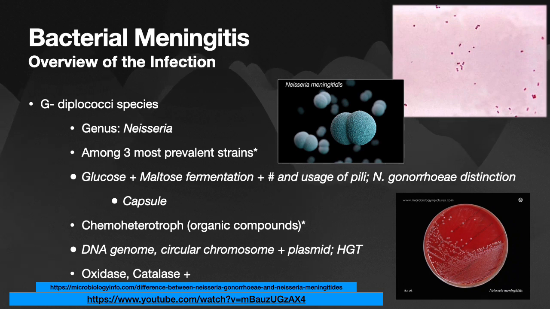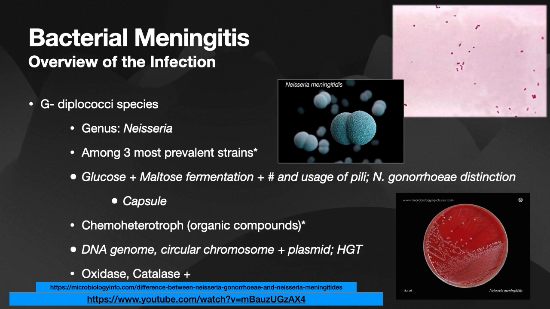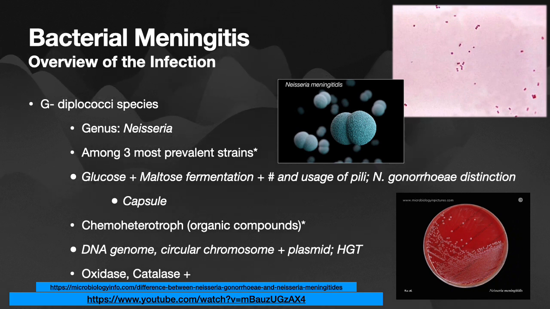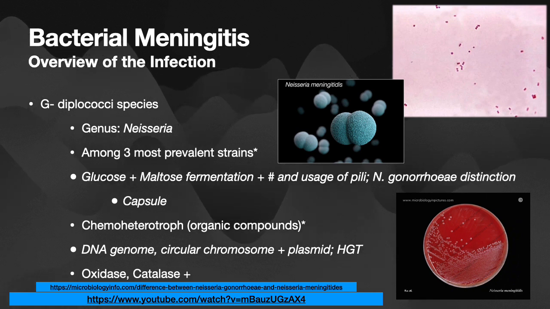So what is Neisseria meningitidis? It is a gram-negative diplococci species hailing from the genus Neisseria. You may have heard of another member of the same genus, Neisseria gonorrhoeae, but outside of their names, it's hard to tell which Neisseria you have if you were given an unknown member in a lab. So what are the similarities between them?